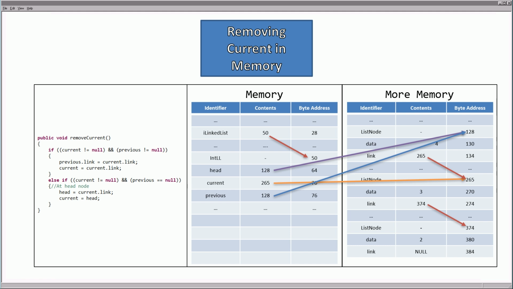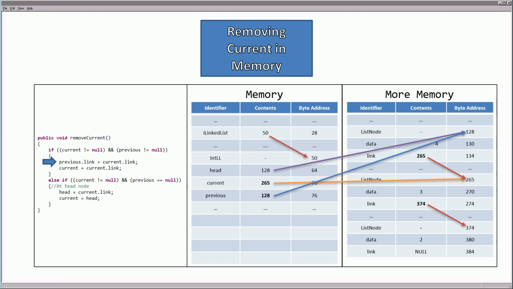Now, let's step through this. Entering into this method, we first check: current is not equal to null. Current is currently assigned to memory address 265. That is not null. Previous is also not equal to null. Previous is pointing to memory address 128. That is also not null. So that's true and that's true. We enter this if statement.